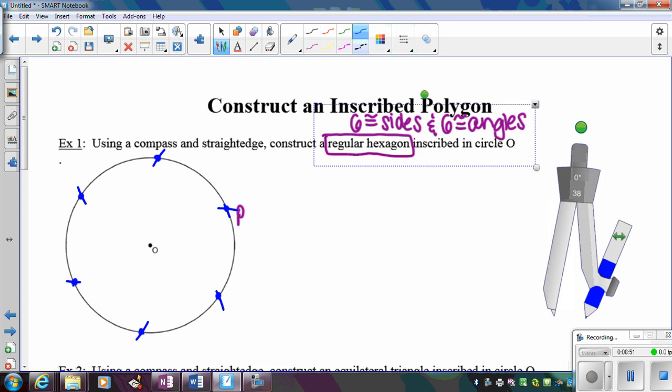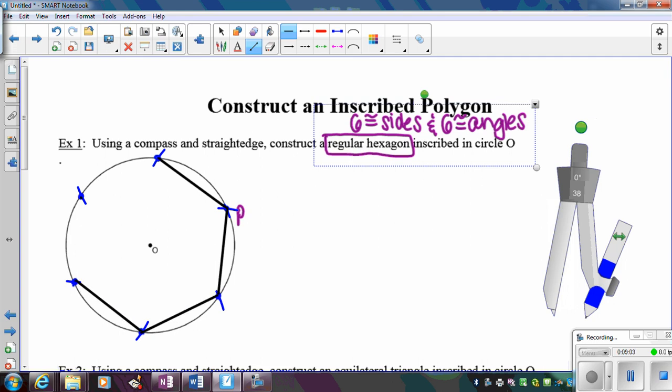And then I'm going to use my straight edge. I'm going to connect these points. And you should see what looks to be a regular hexagon, with 6 equal sides and 6 equal angles.